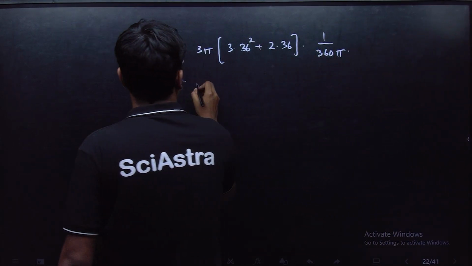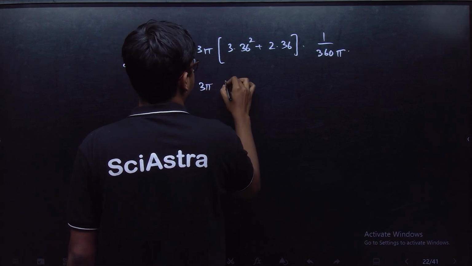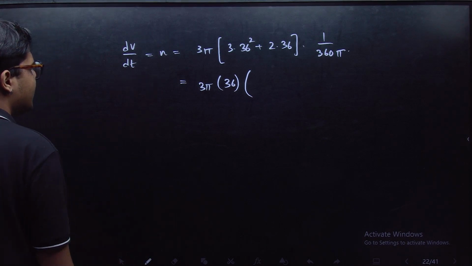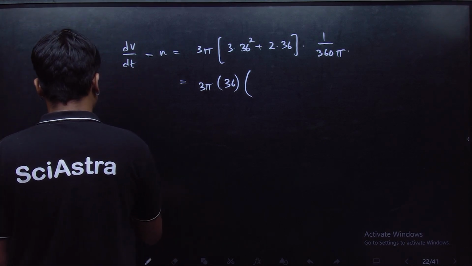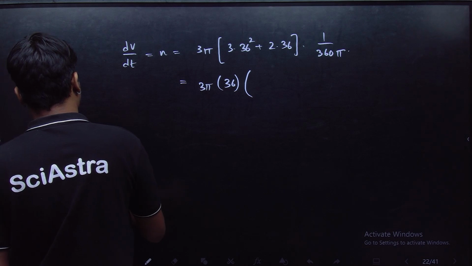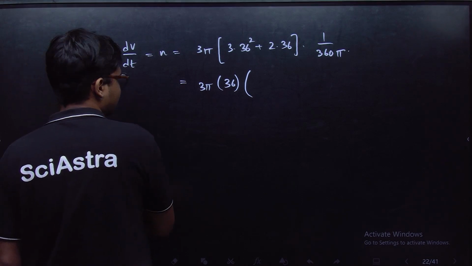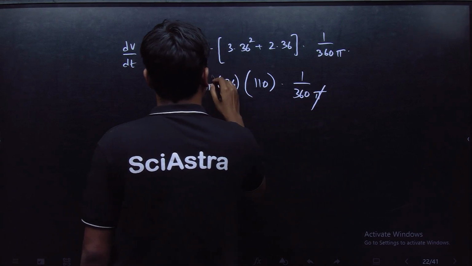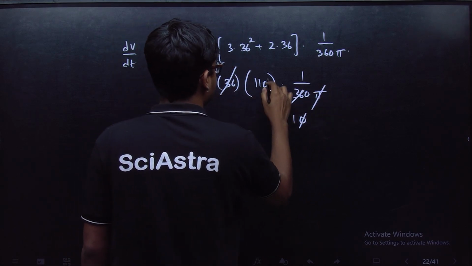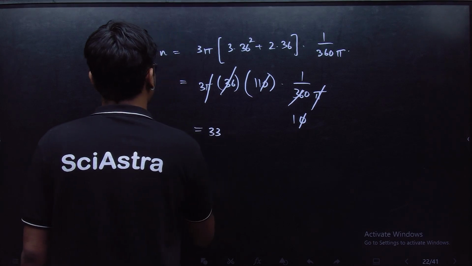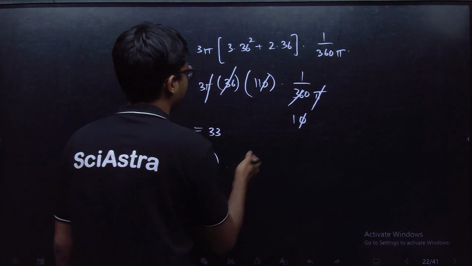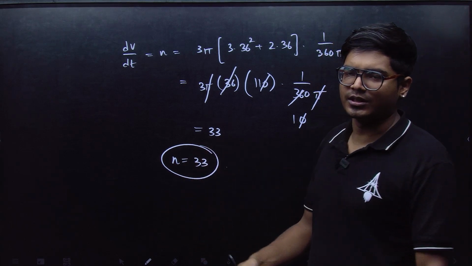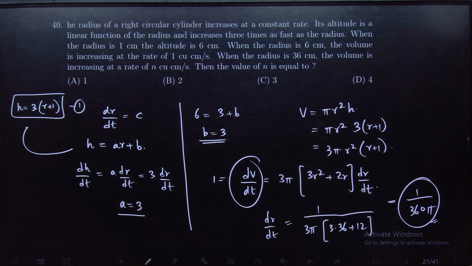Okay, so if I simplify, this is going to be 3 pi. If I take 36 common, it's going to be 36 times 3 times 36 plus 2, right? So that is going to be how much? 108 plus 2, right? So 110 times 1 by 360 times pi. So pi and pi cancel out, and ultimately you have 33, right? So the value of n is nothing but 33. Okay, simple, maybe a little calculative, but the idea is simple, right? Just using derivative as a rate of change, okay? So that is question 40 for us.